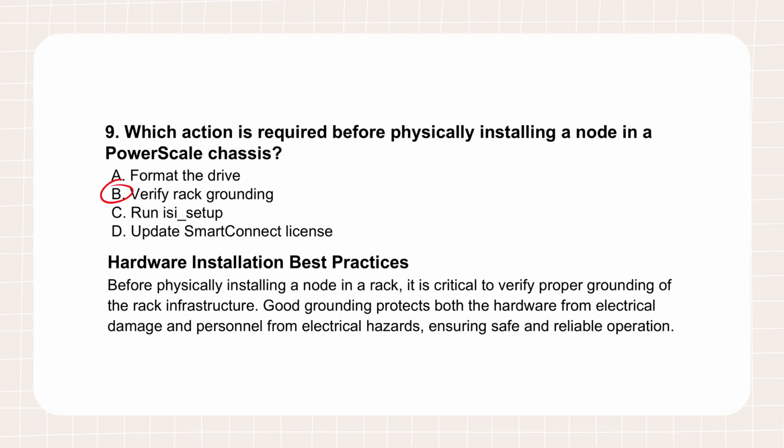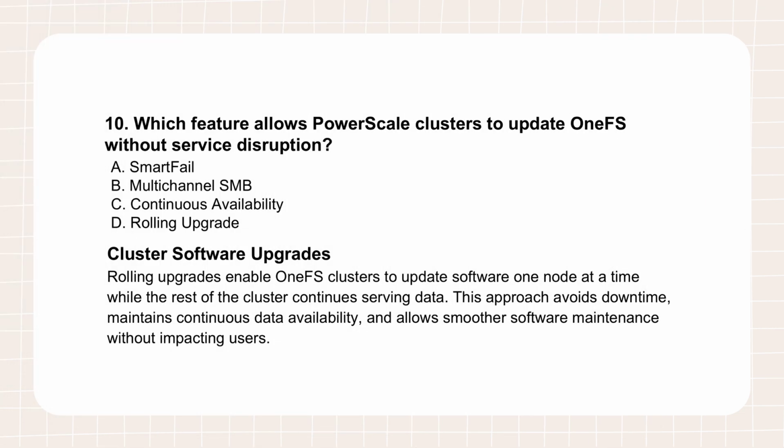Got it. Finally, let's talk about one of the most impressive feats, I think, in enterprise IT. How do PowerScale clusters manage to update their core software, OneFS, without causing any service disruption? Because, let's face it, taking down a massive data cluster is usually just not an option for any business today. Yeah, zero downtime is the goal. So what does this all mean for continuous operations?